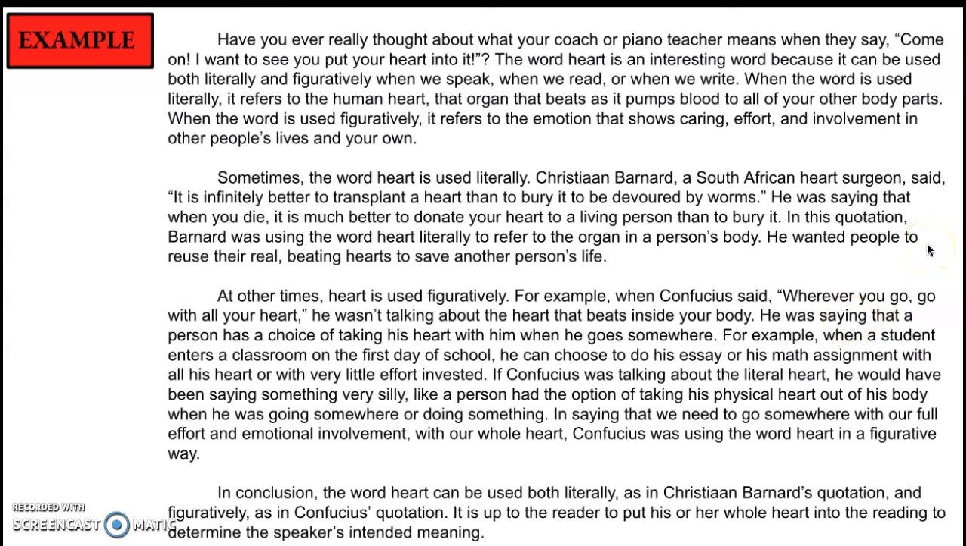Have you ever really thought about what your coach or piano teacher means when they say, "Come on, I want to see you put your heart into it"? The word heart is an interesting word because it can be used both literally and figuratively when we speak, when we read, or when we write. When the word is used literally, it refers to the human heart, that organ that beats as it pumps blood to all of your other body parts. When the word is used figuratively, it refers to the emotion that shows caring, effort, and involvement in other people's lives and your own. Sometimes the word heart is used literally.